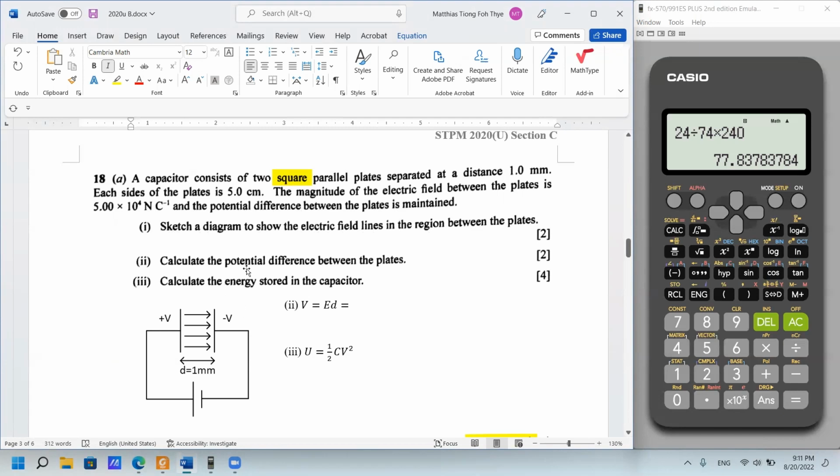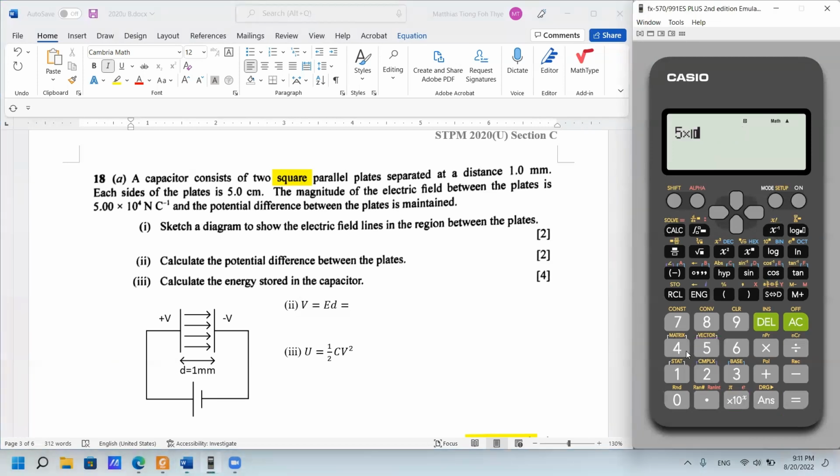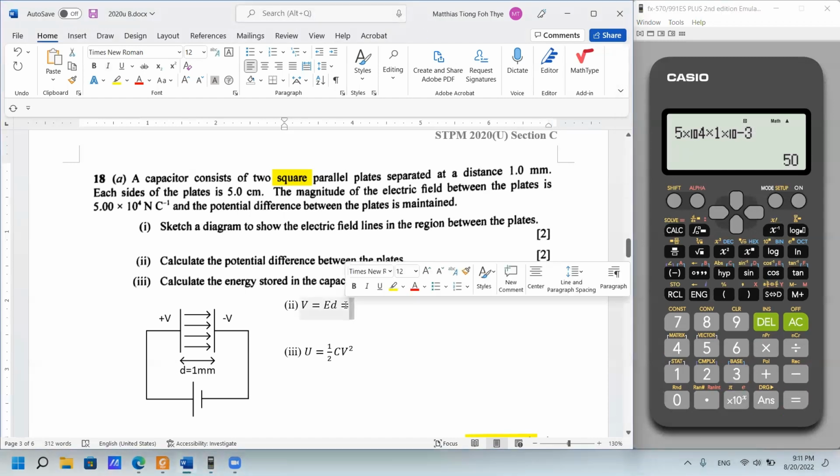Next is to calculate the potential difference between the plates. Simple, we have the formula V equal to Ed. The electric field strength is 5 times 10 to the power 4, multiplied by the distance of separation, which is 1 millimeter. So it is equal to 50 volt per meter.